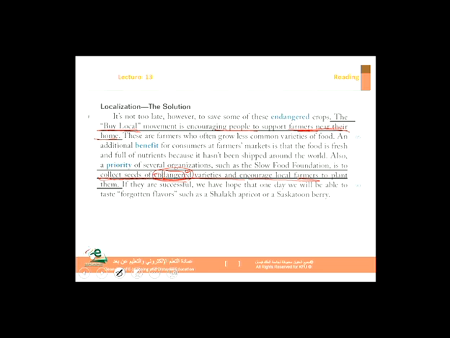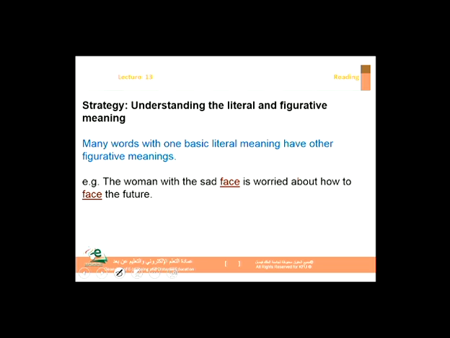So buy local and then give those farmers seeds of endangered varieties of food, and then ask them to plant them. So that's another suggestion that is given.